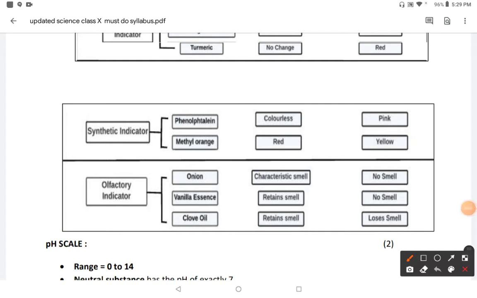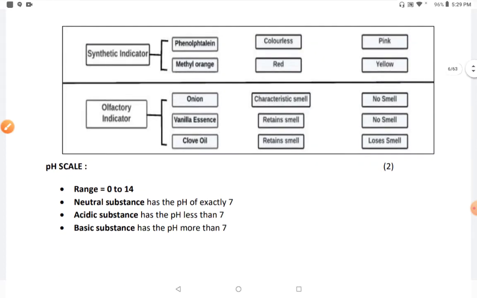The other type is synthetic indicators, which are present in our science laboratories. Two main synthetic indicators are used in our laboratories: one is phenolphthalein and the other is methyl orange. Phenolphthalein becomes colorless in the acidic medium and pink in the basic medium. Methyl orange becomes red in the acidic medium and yellow in the basic medium. So these are the indicators, and they identify which substance is acidic or basic.